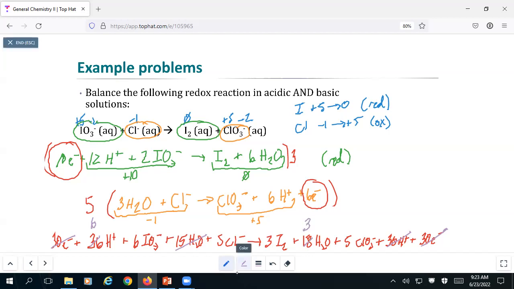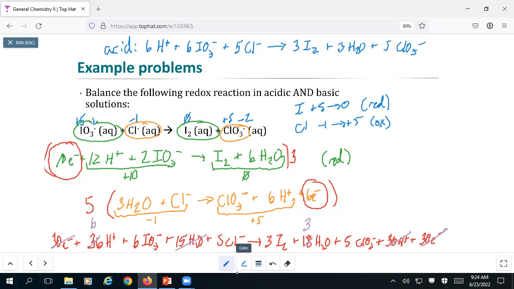And so if I rewrite the reaction for acid, it would be 6 hydrogen ions, 6 iodate ions, and 5 chloride ions, turning into 3 iodine, 3 water, and 5 chlorate.